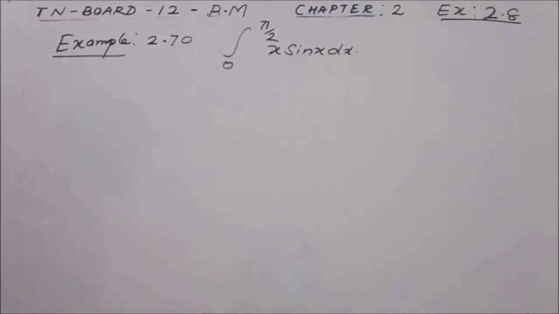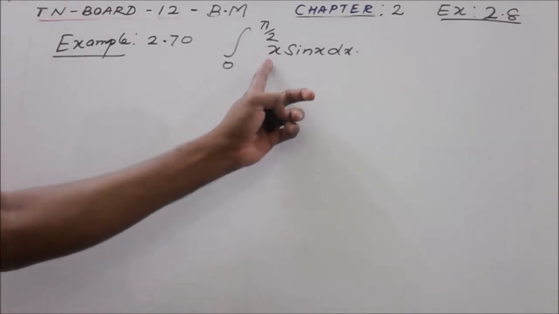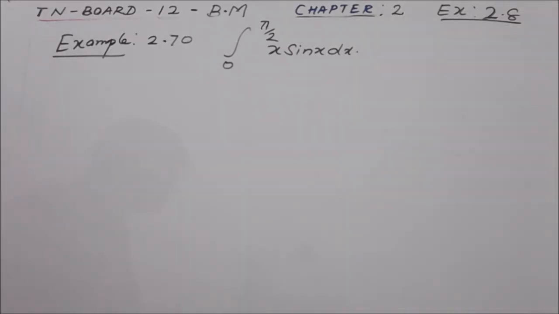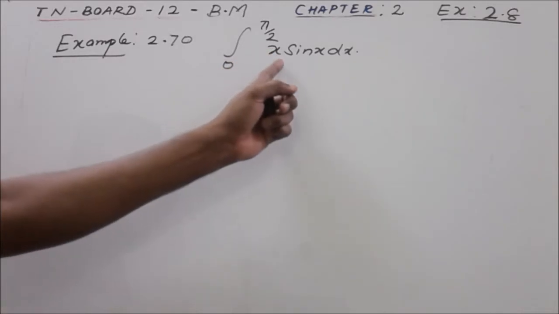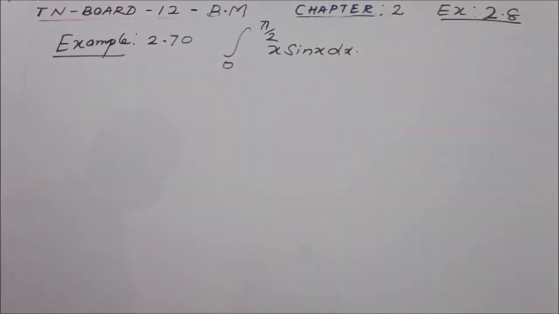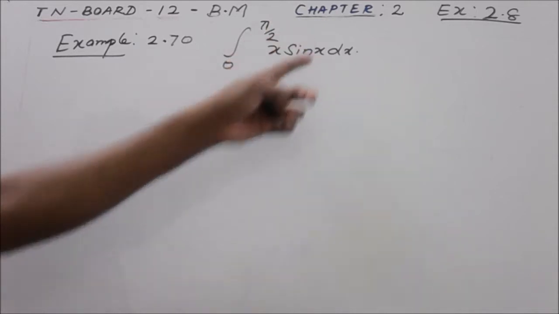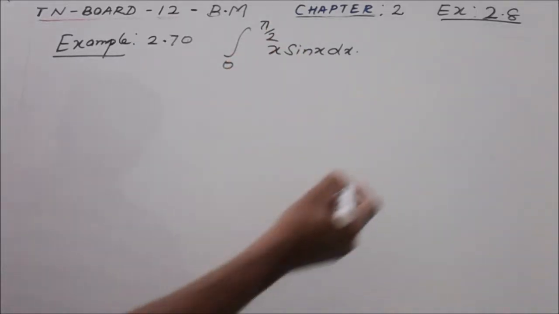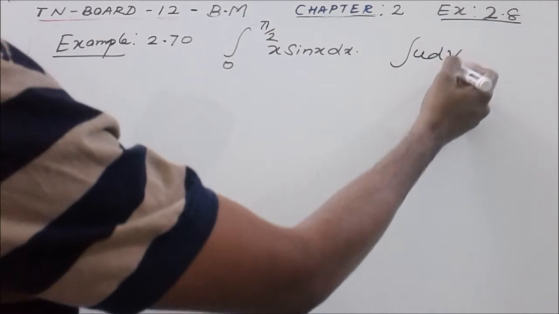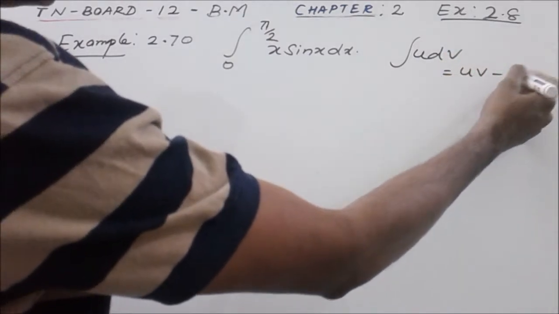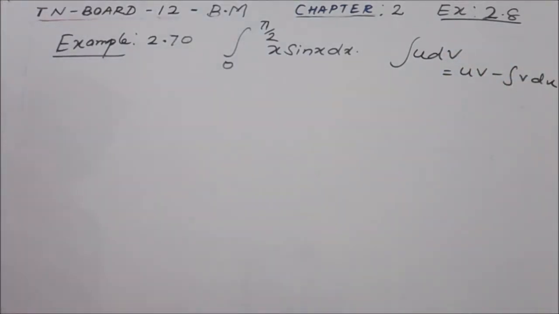Next, example 2.70, integral 0 to pi by 2 of x sin x dx. Here also we have two functions in a product, so we cannot directly integrate. So this is taken as integral u dv. By applying integral u dv, the formula is uv minus integral v du. Now we can go with another formula. One another formula, the Bernoulli form, is also applicable.